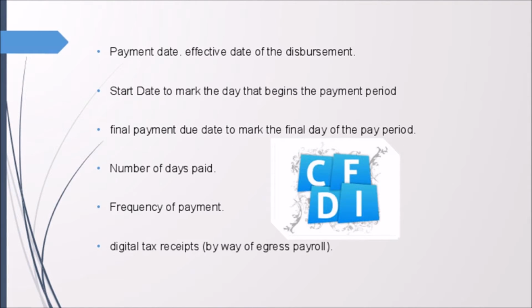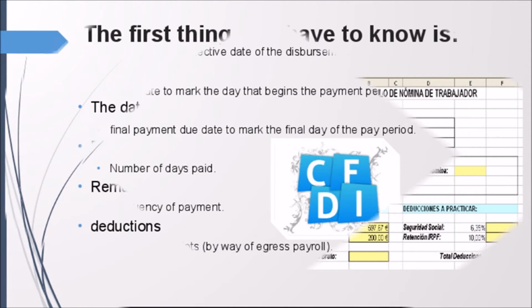Payment date: the effective date of the disbursement. Start date: to mark the day that begins the payment period. Final payment date: to mark the final day of the pay period. Number of days paid. Frequency of payment. Supplement payroll tax receipts. Proof of graduation by wage version.